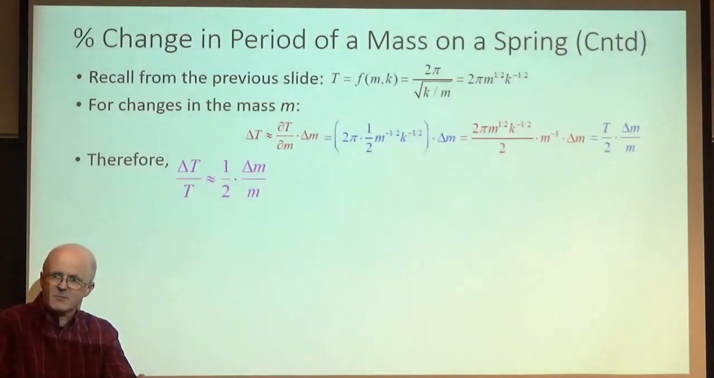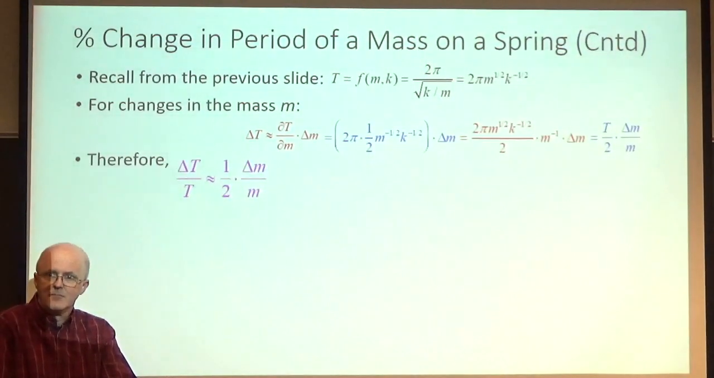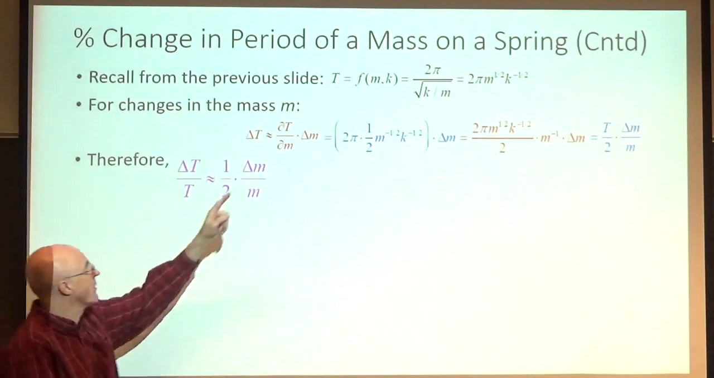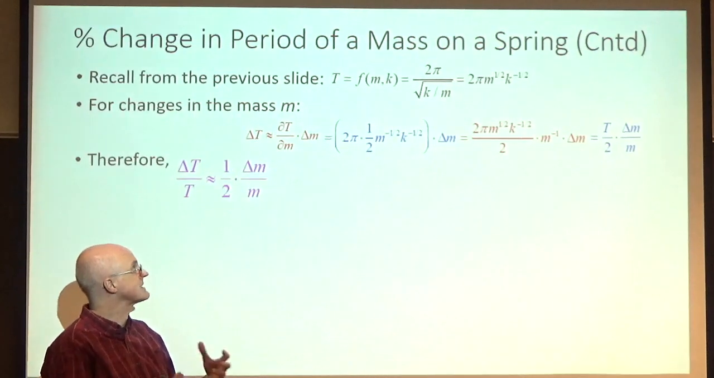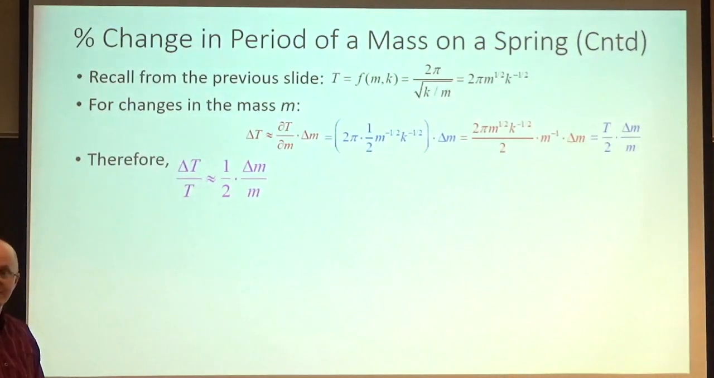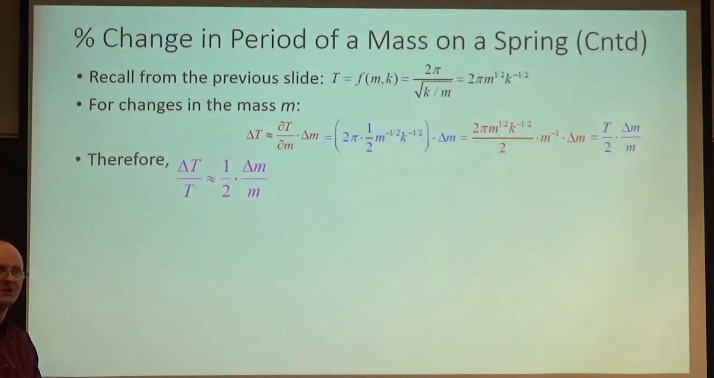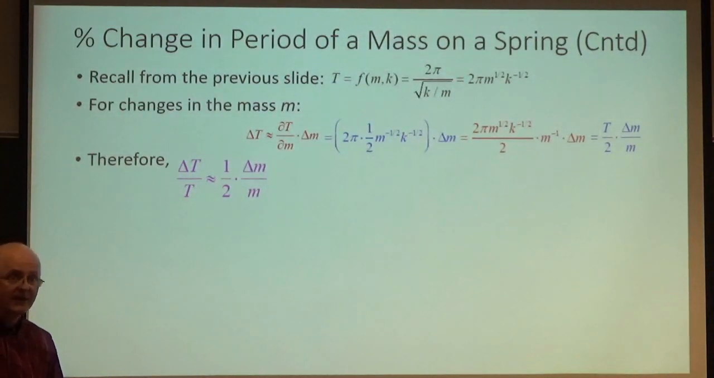Now, it would take experimentation to verify that. But the math says, assuming this formula is accurate for how the period of the motion depends on the mass and the spring constant, this is going to be true. The percent change in the period will be about half the percent change in the mass. We'll verify this with Mathematica here in a few minutes.